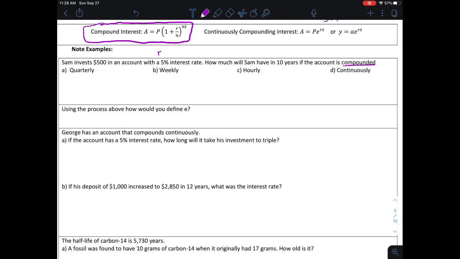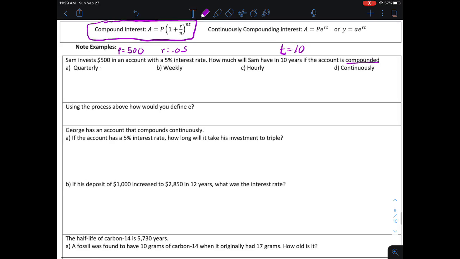We have a 5% interest rate, so R is going to be 0.05. The amount of money that you put into the account to start with is P, my initial amount, my principal, 500. And the number of years in this case is going to be T, so T is going to be equal to 10 years. And we need to figure out what we're going to use for N when we know how many times it's compounded.